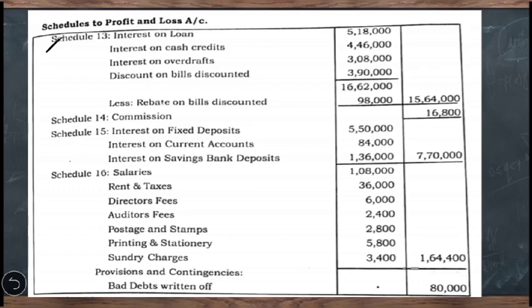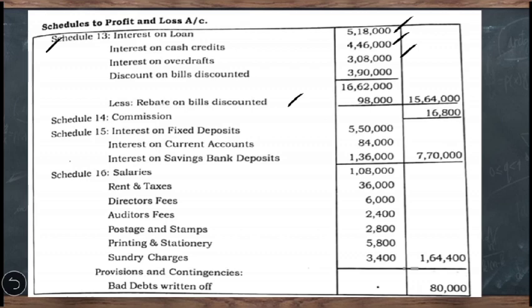First note, that is note number 13, where we will be including interest on loan, interest on cash credit, interest on overdraft, discount on bills discounted. So these three items you can show it separately. Then from the discount on bills discounted we have to deduct rebate on bills discounted, and the remaining balance can be taken to the outer column.